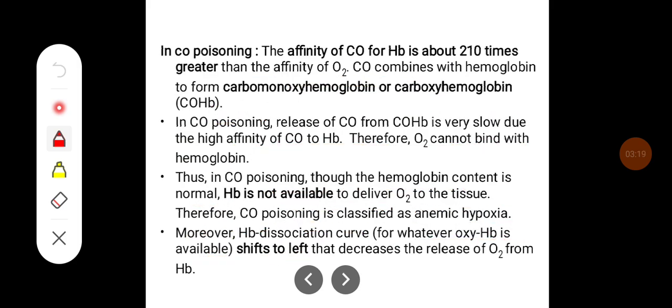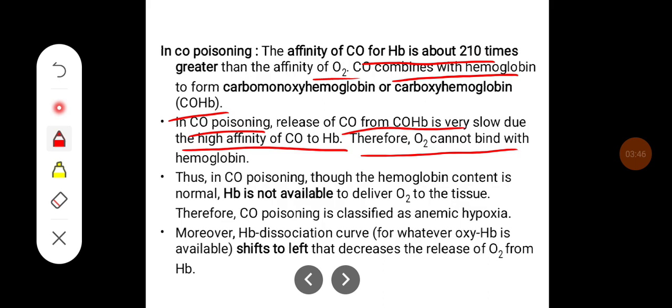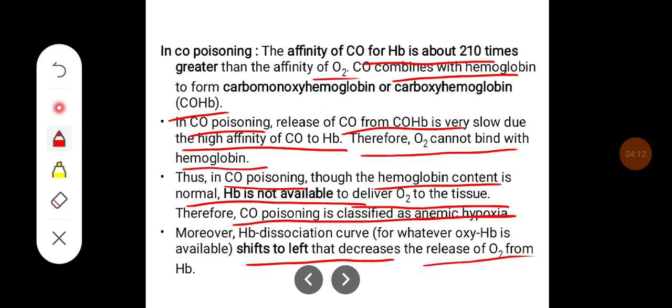In carbon monoxide poisoning, the affinity of carbon monoxide for hemoglobin is about 210 times greater than the affinity of oxygen. Carbon monoxide combines with hemoglobin to form carboxyhemoglobin, COHb. In CO poisoning, the release of CO from COHb is very slow due to the high affinity of CO to hemoglobin. Therefore, oxygen cannot bind with hemoglobin. Thus, in carbon monoxide poisoning, though the hemoglobin content is normal, the hemoglobin is not available to deliver oxygen to the tissue. Therefore, carbon monoxide poisoning is classified as anemic hypoxia. Moreover, the hemoglobin dissociation curve for whatever oxyhemoglobin is available shifts to the left, which decreases the release of oxygen from the hemoglobin.